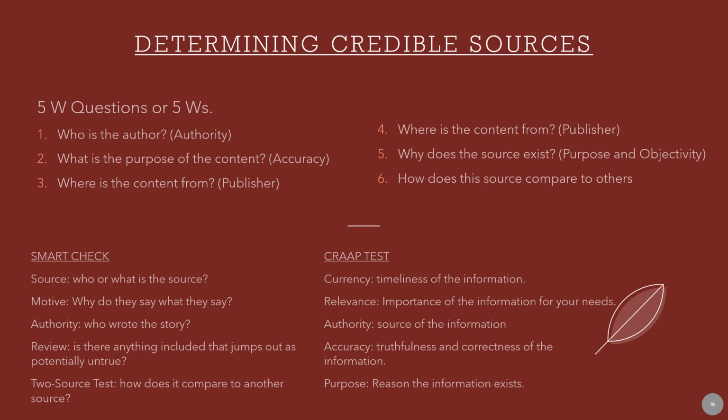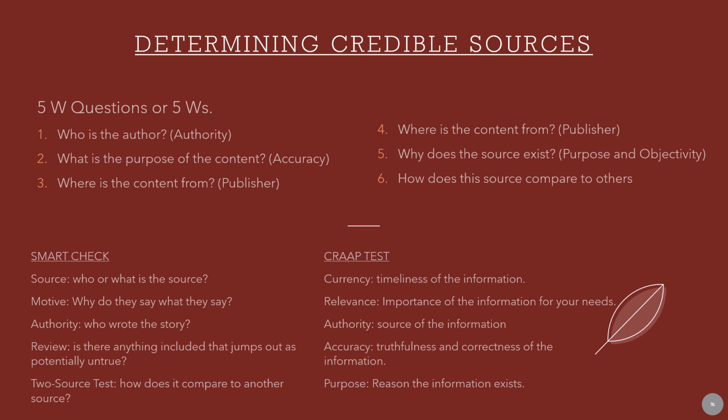There's the 5 W's. There's the SMART check, right? These are acronyms now. SMART. Who's the source? What's their motive? Who wrote the story? Review. Is there anything included that jumps out as potentially untrue? And the 2 source test. How does it compare to another source? So that's SMART.